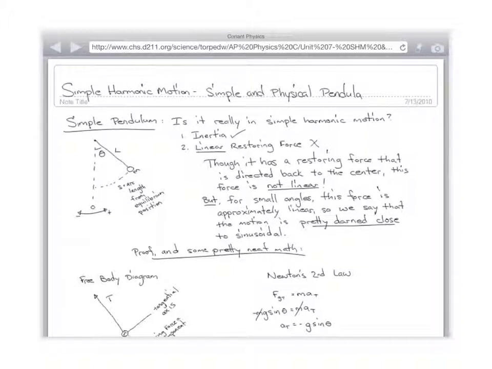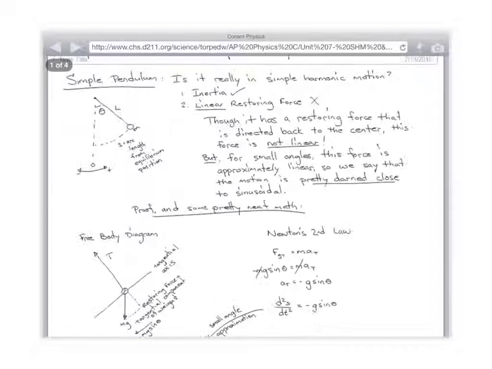I have a picture of a pendulum setup. We'll call the positive direction swinging to the right, the negative direction swinging to the left, and the zero mark is straight down. Once again, we mentioned that a pendulum may or may not be in true simple harmonic motion. The reason is that the restoring force, the gravity force, is actually not linear, because if you double the angle, it doesn't actually get twice as strong.